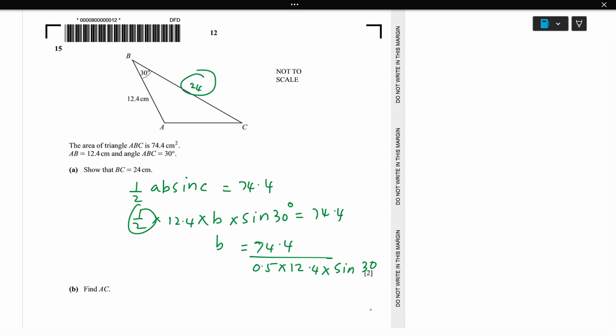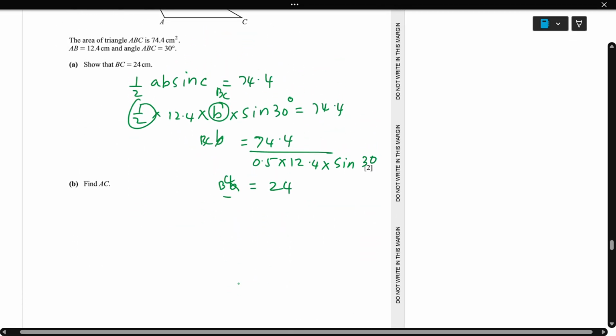So the answer is going to be B equal to 24. B is nothing but BC, so we took this as B. So here we proved it is 24. Instead of B, you can write BC everywhere.